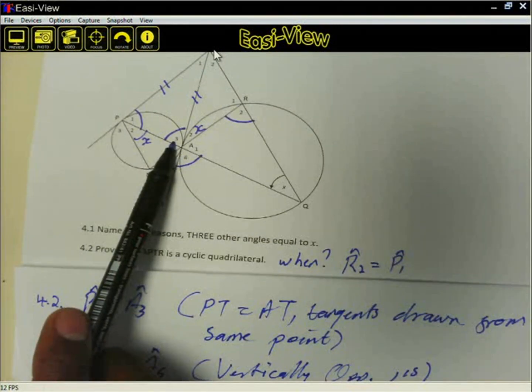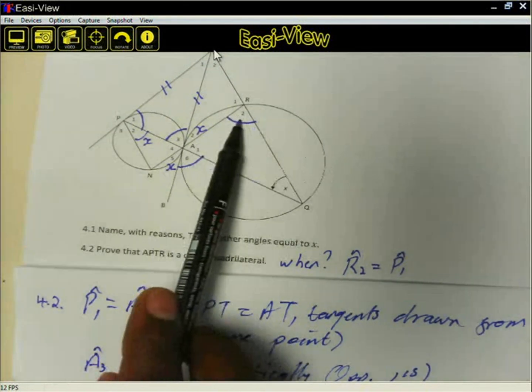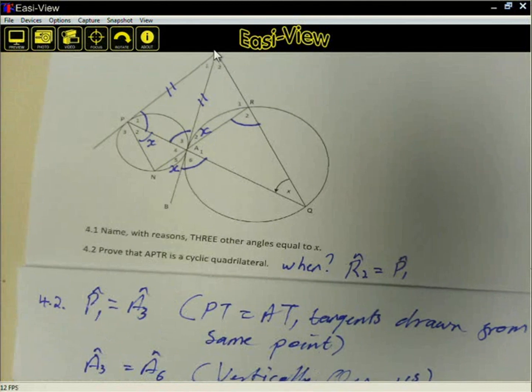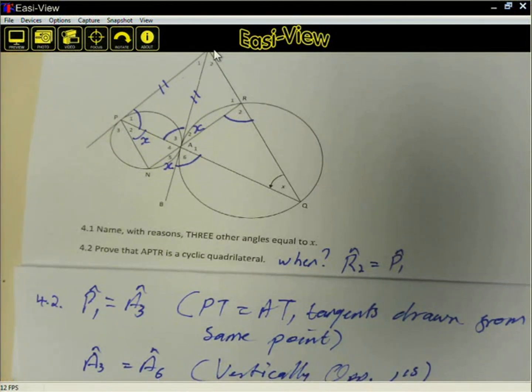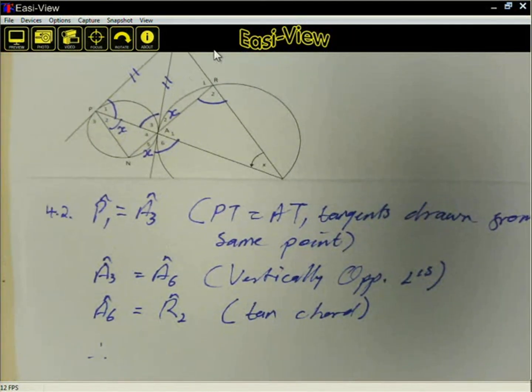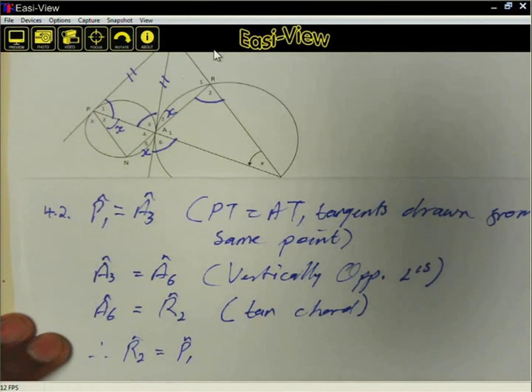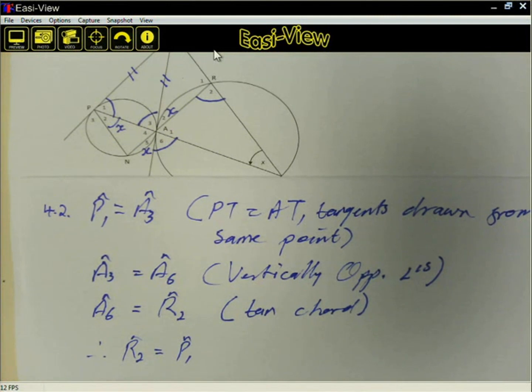P1 is equal to A3 and A3 is equal to A6 and A6 is also equal to R2. I have been providing reasons all along. So all those angles are equal. What does that mean? Therefore, we conclude that angle R2 is equal to P1. It's a deduction. The moment you say therefore, you deduce from the above statements. From the above statements, we can then draw a conclusion that angle R2 is equal to P1.